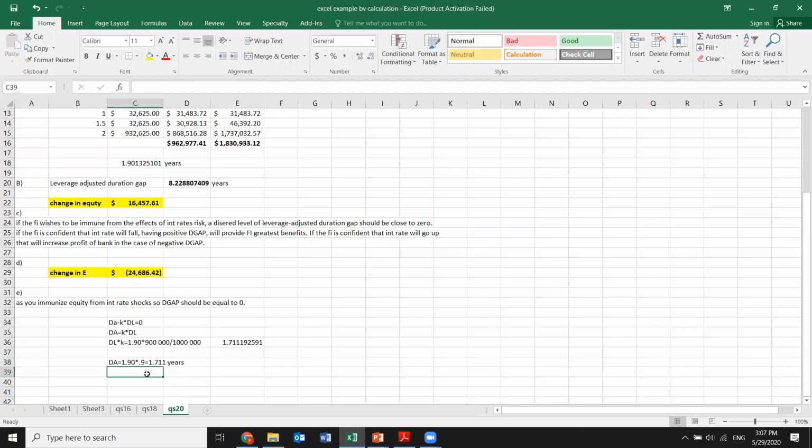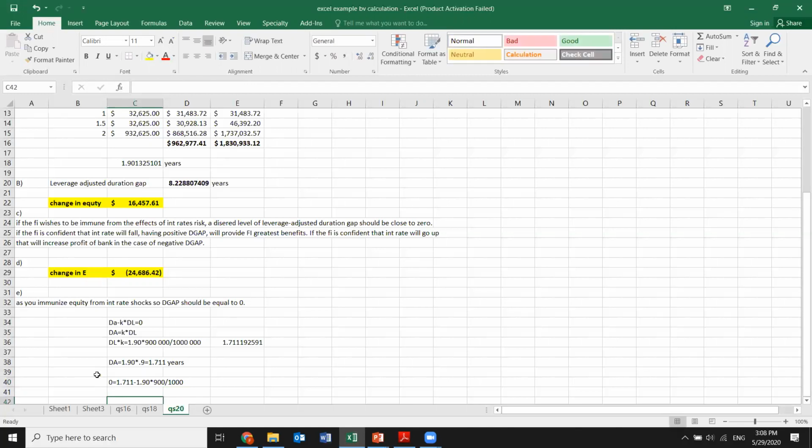That means if you want your duration gap to be equal to zero, your duration of assets should be 1.71. That will make your liabilities equal. It's just a simple calculation. I was just lost here. So if you compare, zero equals 1.71 minus 1.90 times 900 divided by 1 million, and that gives you a duration gap equal to zero.